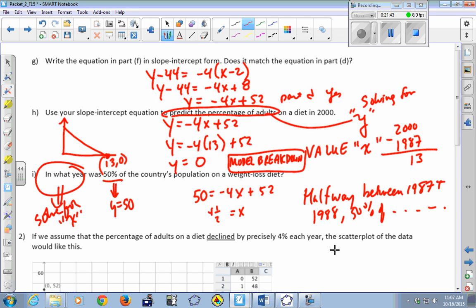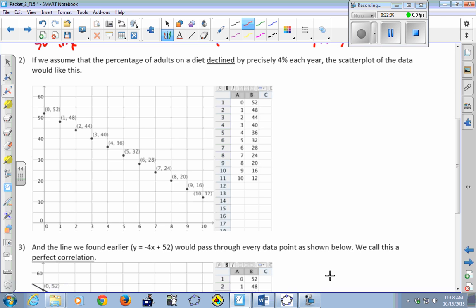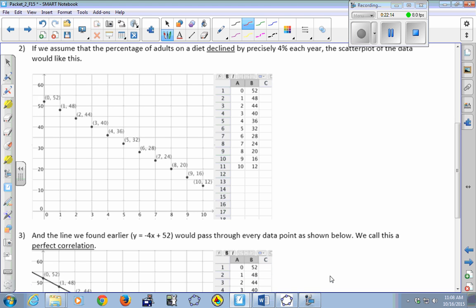Any questions on using the equation of a line to either make a prediction in the future or to estimate a value for your independent variable? Any questions? All right, so now we're going to talk about where we're going with linear regression. With this data that I just gave you, we can assume that as we go from one year to the next, beyond 1987, our rate of change in the percentage of the population that was on a weight loss diet is constant. It never changes.